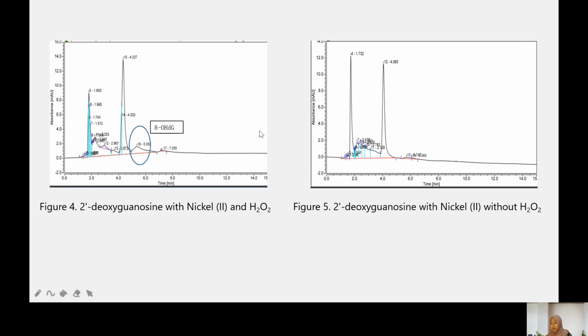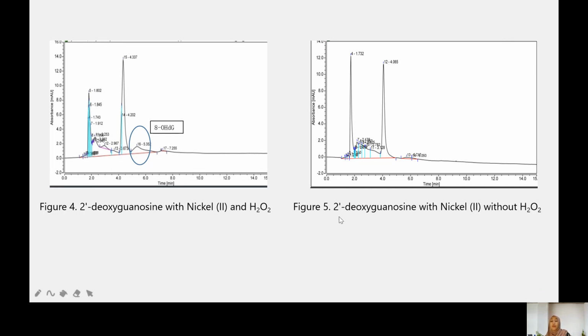Okay, we can see the difference in these chromatograms with the addition of hydrogen peroxide and without hydrogen peroxide. Figure 4 shows the chromatogram after the reaction of 2-deoxyguanosine with nickel 2 and hydrogen peroxide. So we can see the retention time of 5.352 as 8-OHdG. Why? We compare it with the previous 8-OHdG standard.